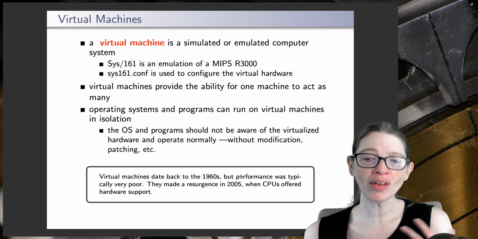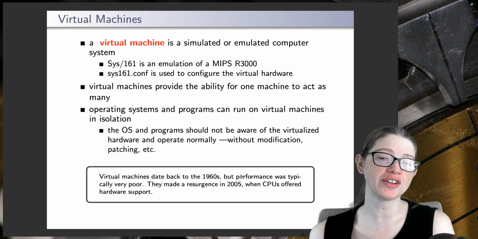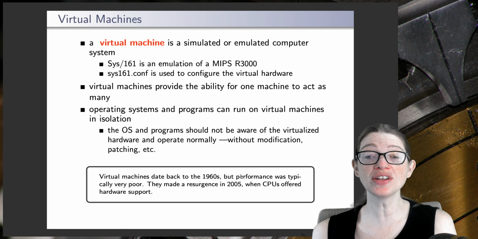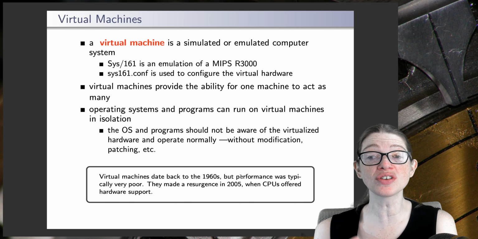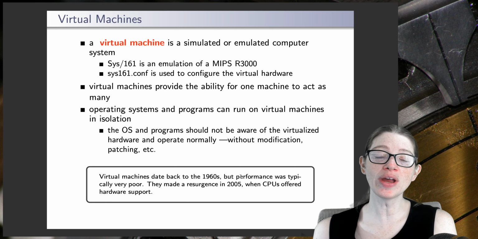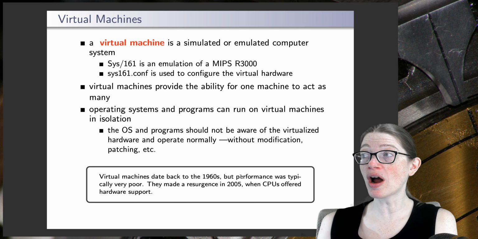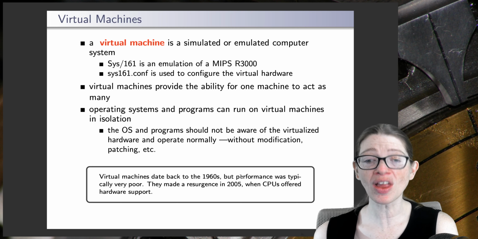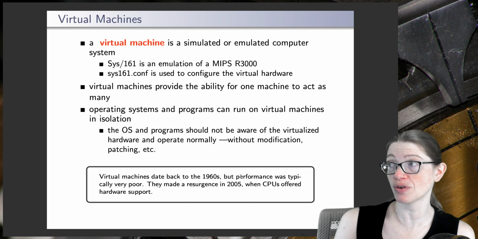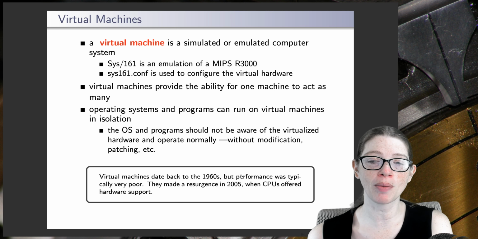So, in order for us to run OS 161, we use a tool called Sys161. Sys161 is an emulated or simulated MIPS R3000. It's fake, it's not real. But we use that program to run OS 161. And that is, in a way, a virtual machine. It's a very primitive kind of virtual machine, but it is still a virtual machine.